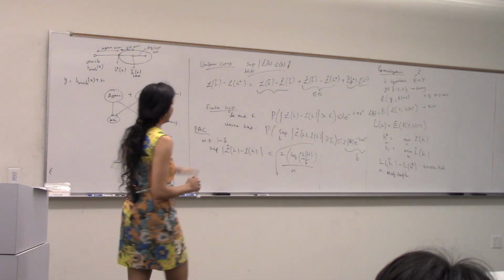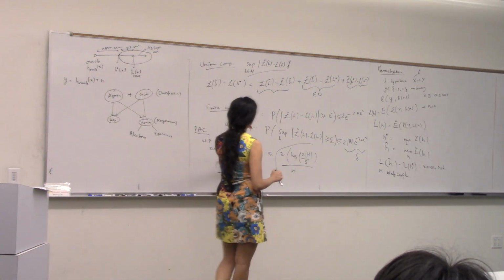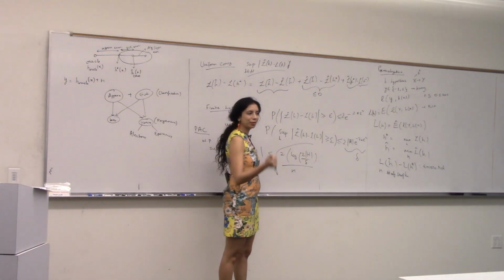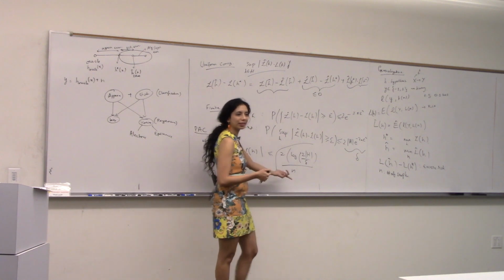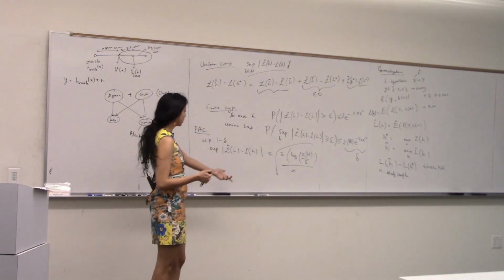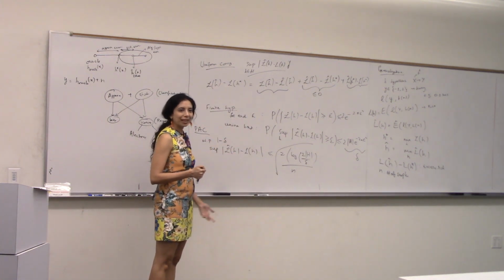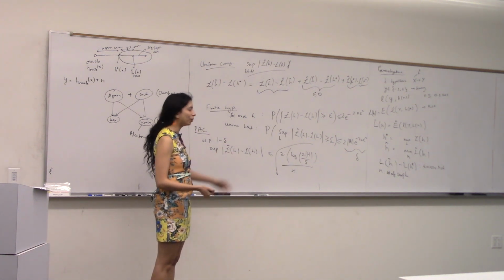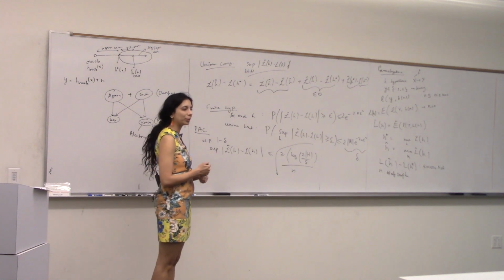So what this is saying is that the PAC bound depends, of course, on the number of samples. Like your intuition said, it should decrease with the number of samples. It'll decrease as 1 over square root n. And that kind of makes sense, right? The variance is like 1 over n, and so its square root should be 1 over square root n.